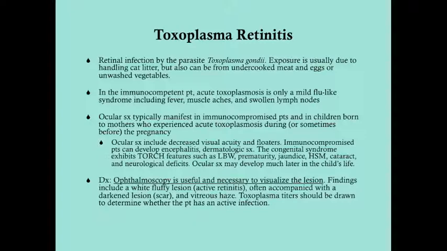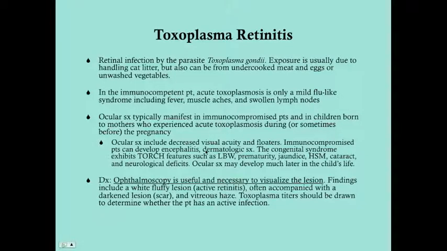In immunocompromised patients and in children born to mothers who acquired toxoplasmosis during the pregnancy, you can get ocular symptoms. So in immunocompromised patients, the ocular symptoms are going to be decreased visual acuity and floaters, or retinal detachment possibly. They can also develop encephalitis or dermatologic symptoms, so some of the non-ocular symptoms. But the ocular symptoms are going to be just very typical of retinitis.